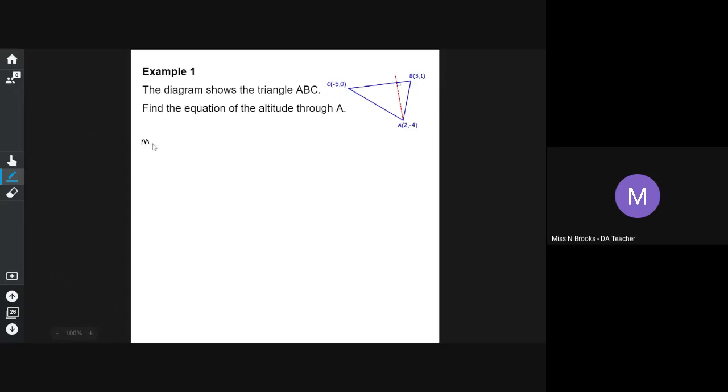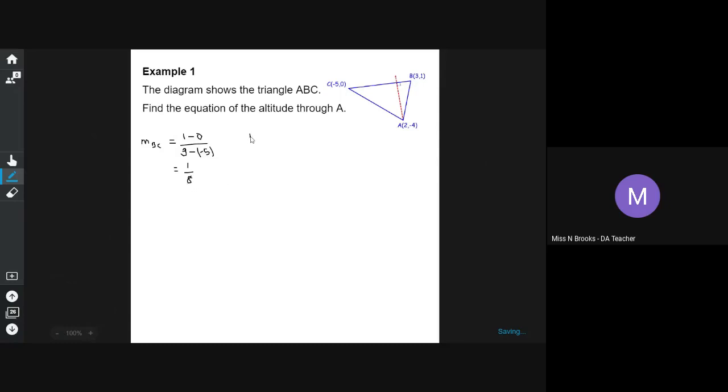We want to work out M_BC by finding the difference in the y coordinates. So that's going to be 1 minus 0, divided by 3 take away -5. And that's going to give us a gradient of 1/8.